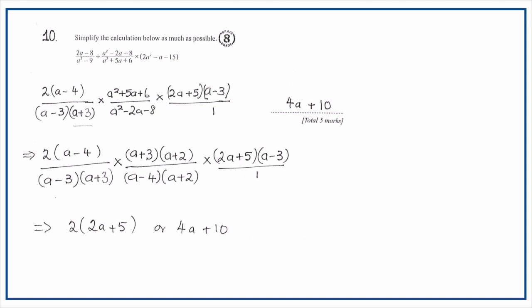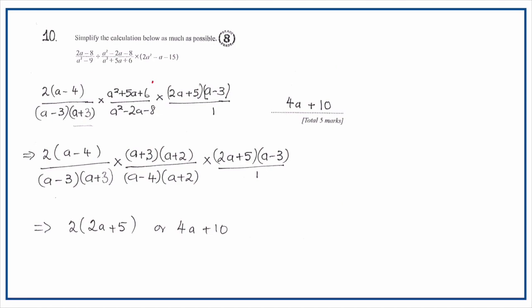We factorize the denominator: a squared minus 9 factorizes as a minus 3 in one bracket times a plus 3 in the other bracket. We change divide to times, so we swap them around. So the denominator becomes the numerator and the numerator becomes the denominator. So we have a squared plus 5a plus 6 divided by a squared minus 2a minus 8 times, we factorize 2a squared minus a minus 15, which factorizes as open bracket 2a plus 5 close bracket times a minus 3 in the other bracket.